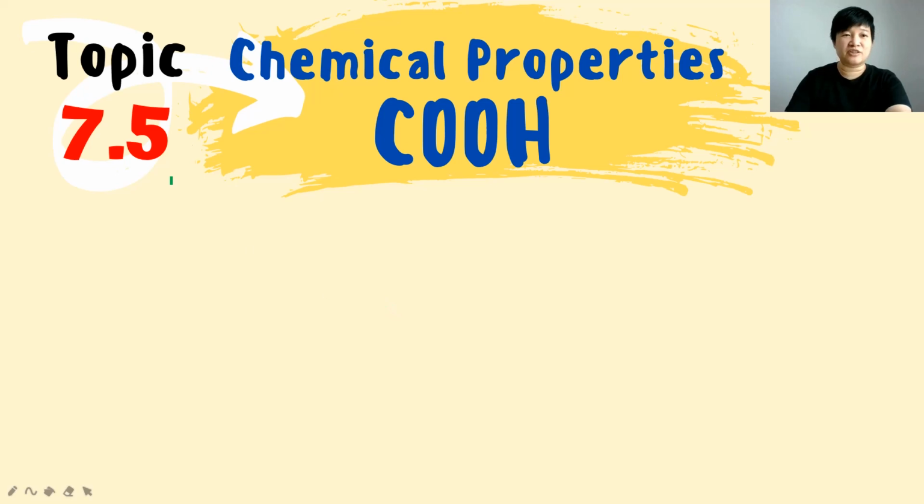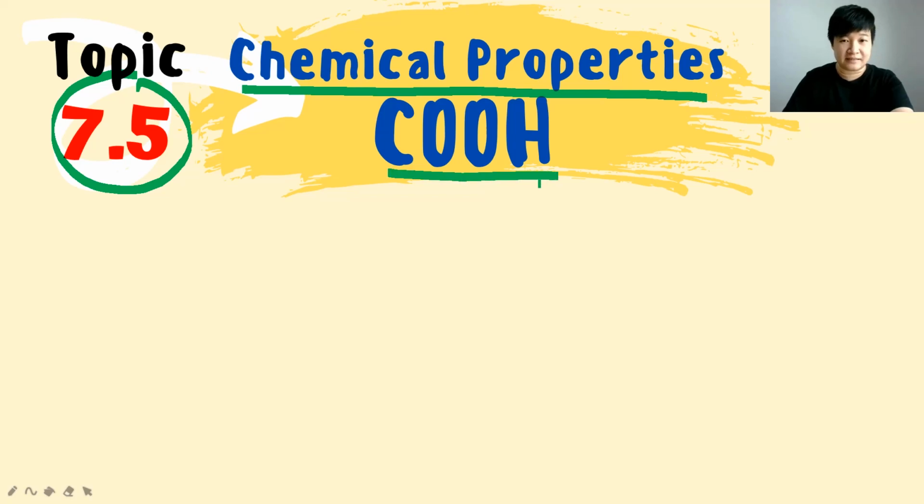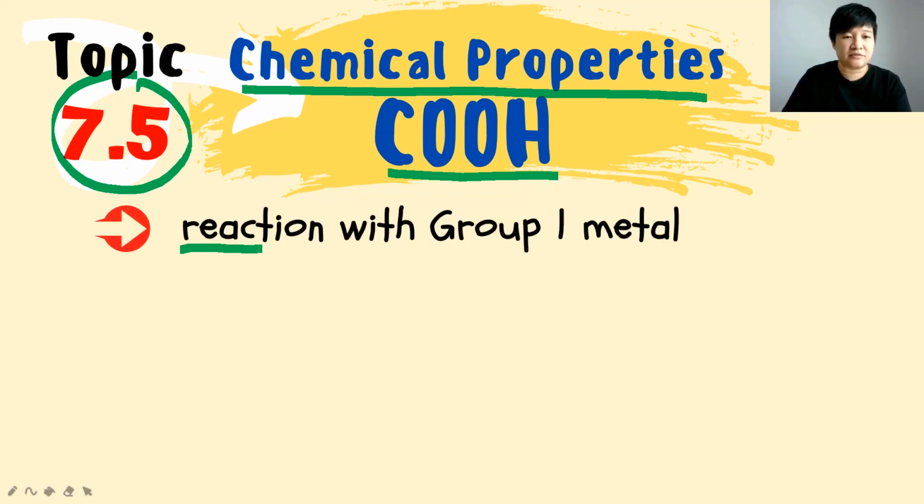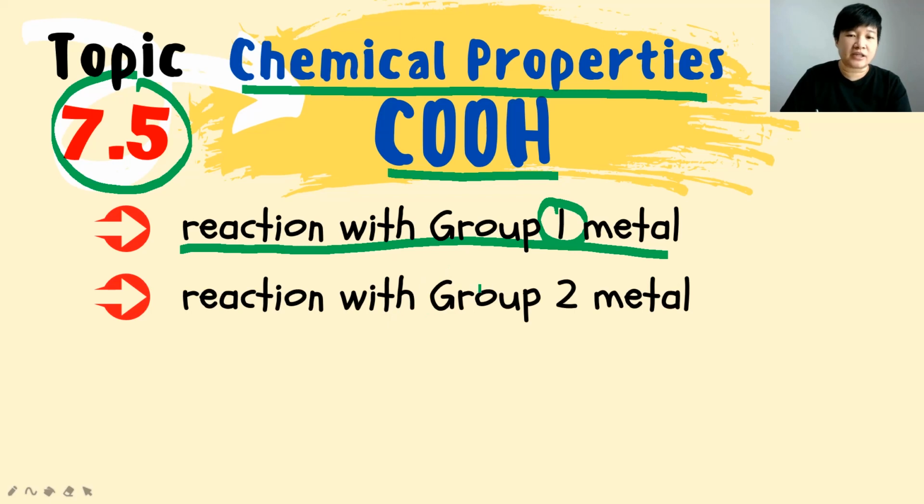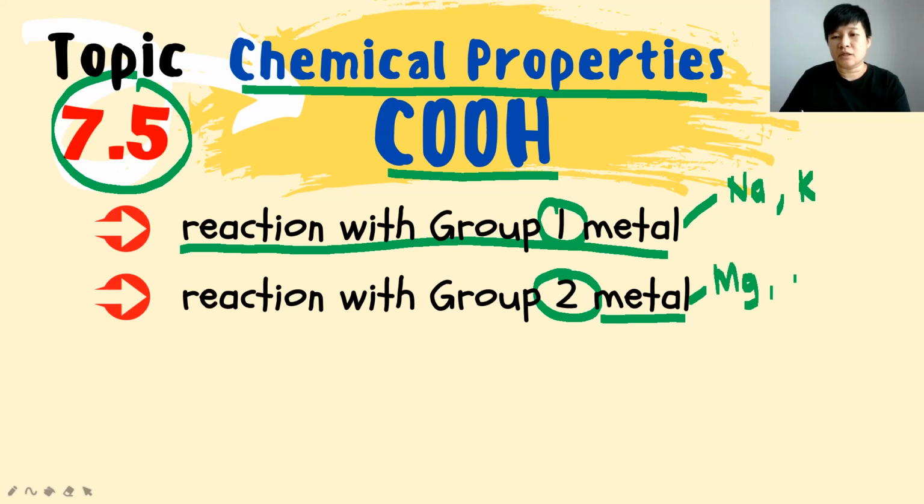And we are coming to the last video of your topic 7, where we will cover the chemical property of carboxylic acid. And in this video, we are going to cover 4 different chemical reactions of carboxylic acid. The first one is the reaction of carboxylic acid with your group 1 metal. The second is your reaction of carboxylic acid with your group 2 metal. So the group 1 metal, for example, you have your sodium, you have your potassium. Your group 2 metal, normally, that we will use is your magnesium, your calcium, or your barium. So that is your group 1 and group 2 metal that we will look into.